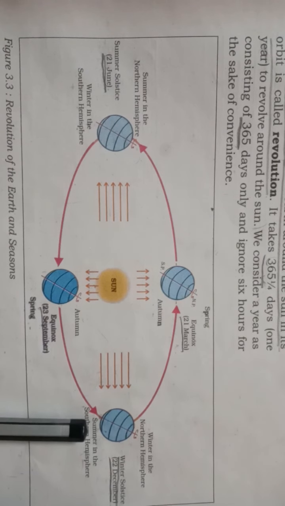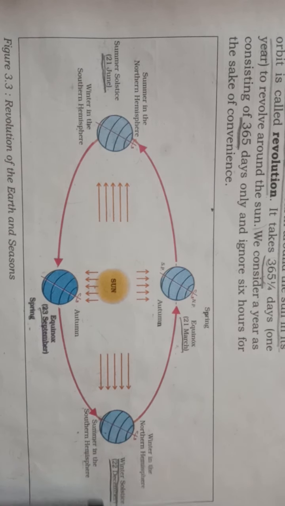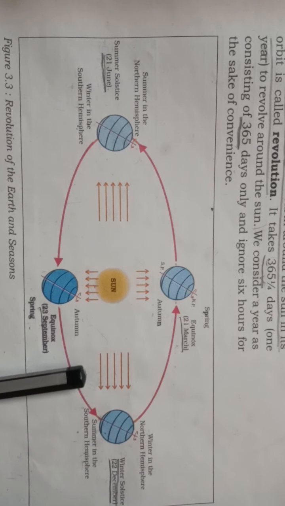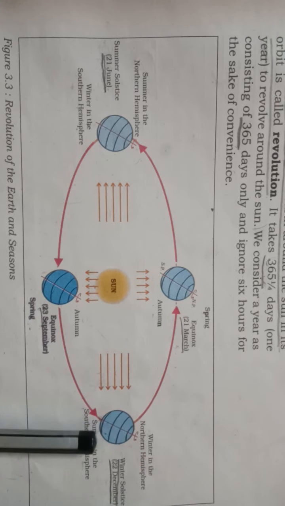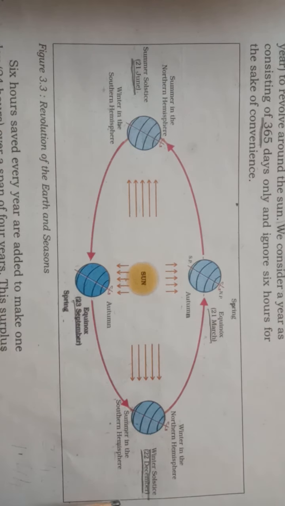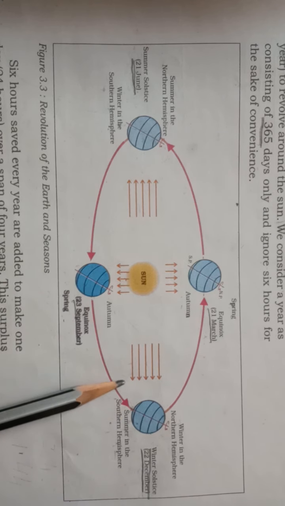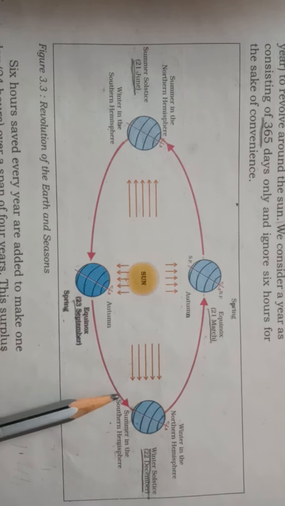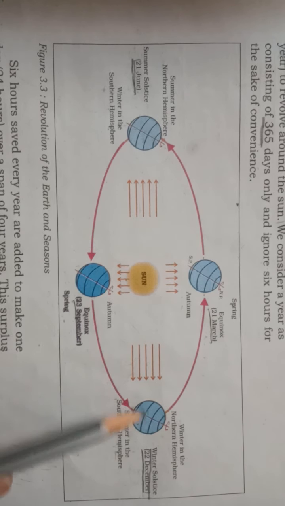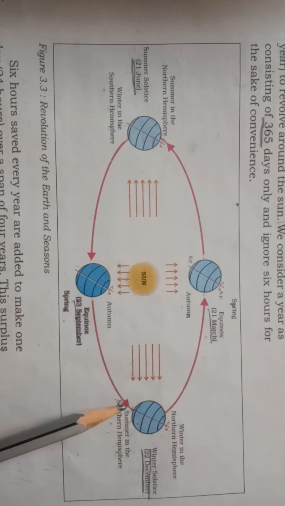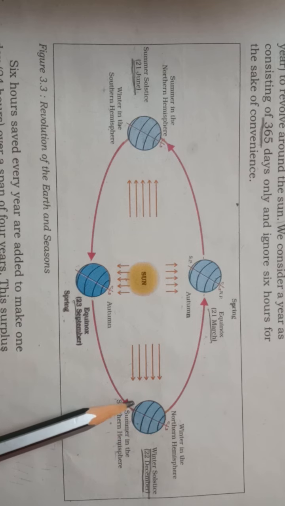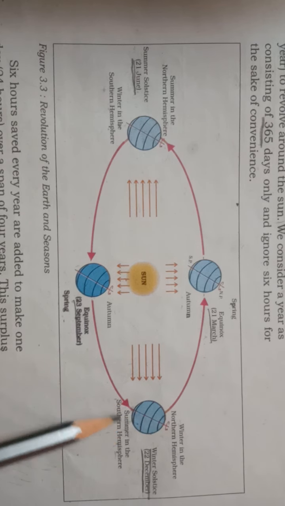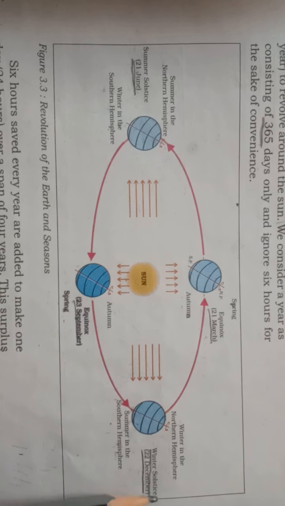Now you observe this position of the earth on 22nd December. You will see that the South Pole is tilted towards the sun. So direct sun rays fall on the Tropic of Capricorn. Direct sun rays. Why? Because the South Pole is tilted towards the sun. So at this time, a larger area of the southern hemisphere receives light of the sun, so it is summer season here.